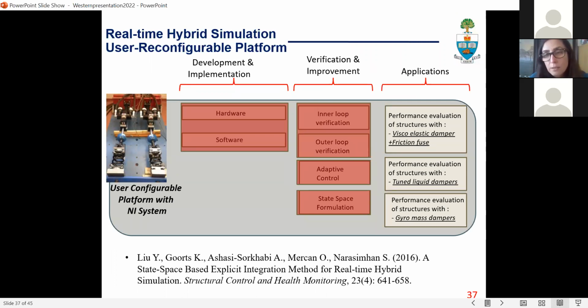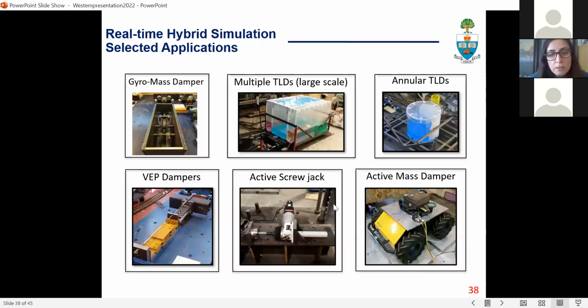So once we have developed and continually improved this platform, we also used it to understand the dynamic behavior of systems equipped with different supplemental devices. And in some cases, we developed some of those devices ourselves, and in some cases, they were existing devices. We tested them. So if you look at this table, these are some selected applications.